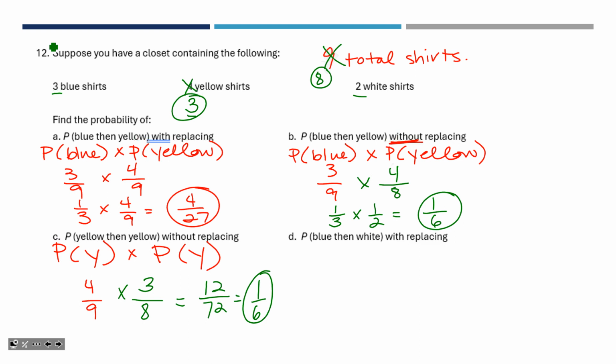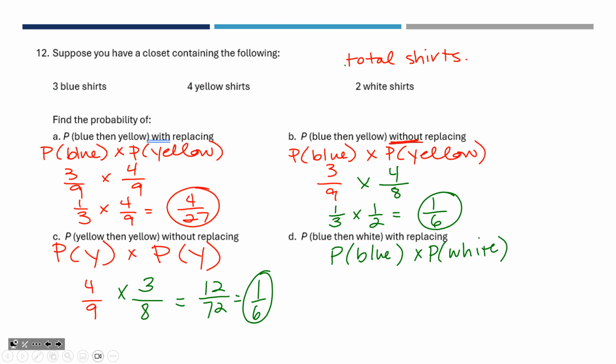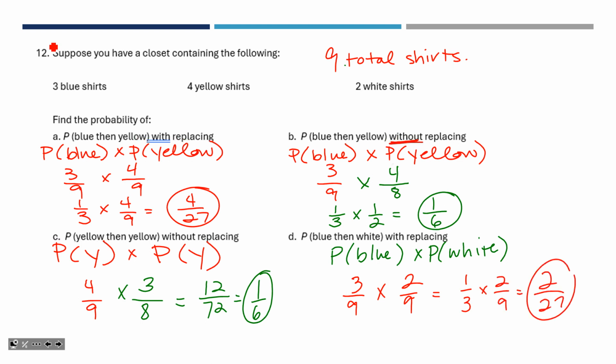Okay. Part D, blue then white with replacement. So the probability of blue times the probability of white, but with replacement. And again, let me kind of reset my drawer here, or my closet. 9 total. Okay, with replacement. So the probability of a blue is 3 out of 9. With replacement means I'm putting that one back. So everything kind of stays the same. Now the probability of a white is 2 out of 9, right? So I'm going to reduce the 3 out of 9 to 1/3. And I would get 2 out of 27.